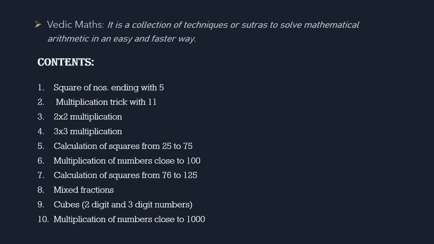I hope you guys find the last explained method befitting and easy. That was the square of numbers ending with 5. So we are pretty much done with the first segment, that's the squaring of numbers ending with 5. Let's move to the second part. It's multiplication trick with 11. I'll just quickly write in the heading for you guys.